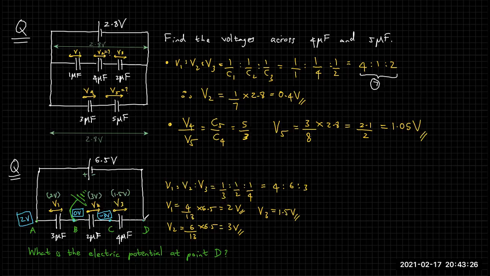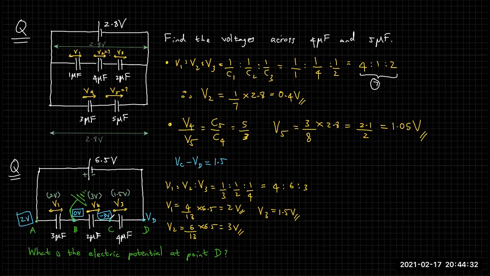Now, what about point D? For a change, let's take this as VD for the time being. So, my point is, VC minus VD is equal to this 1.5. That is how the equation works. The potential on the side where the positive of the battery is connected minus the potential on the side where the negative of the battery is connected will give you the potential difference.